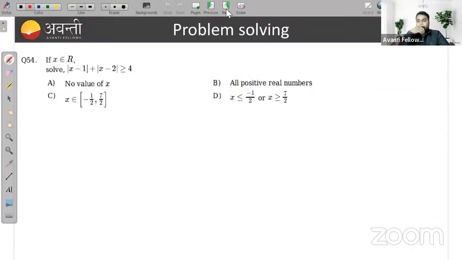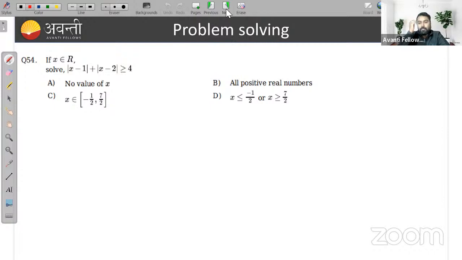That is here. It's an easy question, so you can solve it easily. Here also, if x belongs to R, then solve the given inequality, that is mod of x minus 1 plus mod of x minus 2 is greater than or equal to 4, right? So it's an absolute value inequality or modulus inequality. You have to just solve this inequality. So how can you solve this?